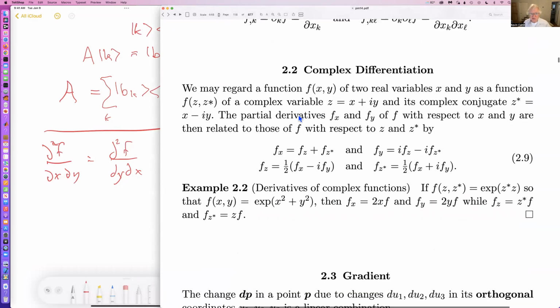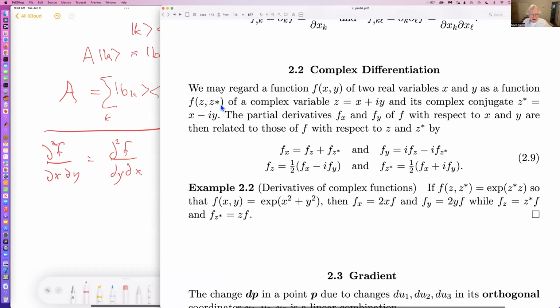Okay, so complex differentiation. Actually, I want to fix this here, but in order to do that, so Z and Z star, where Z is X plus iY, of course, and Z star is X minus iY. So the partial derivatives with respect to X and Y can be related to those with respect to Z and Z star in this way.